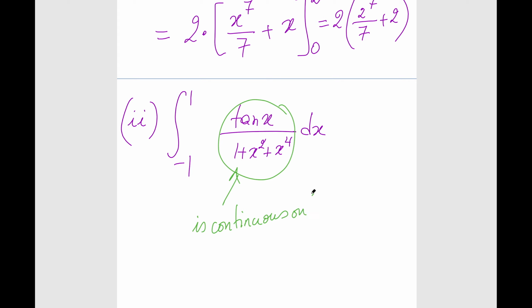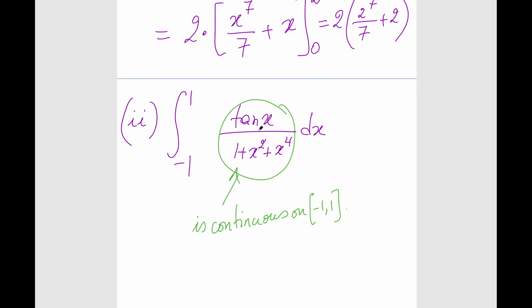On minus 1, 1. Why? This function is continuous wherever it's defined, right? Because it's a quotient between a trig function and a polynomial. Well, this guy downstairs is always bigger than or equal to 1, because x squared is at least 0 and x^4 is at least 0, so the guy downstairs is at least 1. So this guy downstairs is never 0.